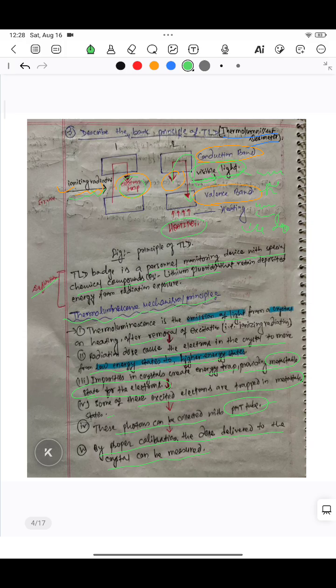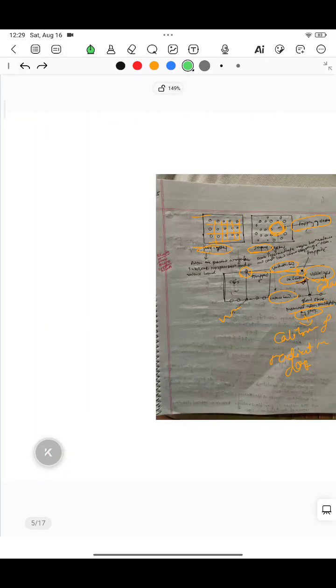So it talks about, first, thermoluminescence. Then a radiation dose causes the electrons in the crystal to move from the low energy to the high energy state. Impurities in the crystal create an energy trap, providing a metastable state for the electrons. Some of these excited electrons are trapped in the metastable state, and the photons can be collected in the PMT tube. By proper calibration, the dose delivered to the crystal can be measured.